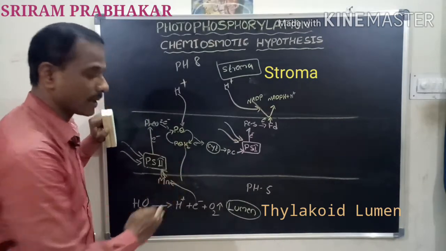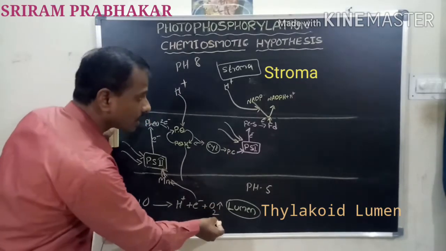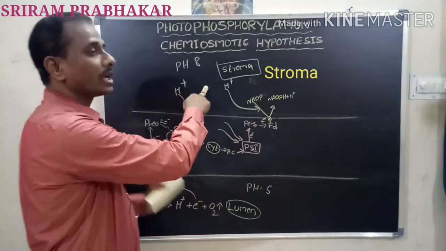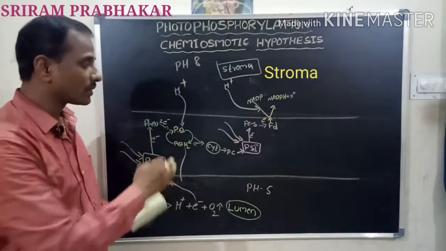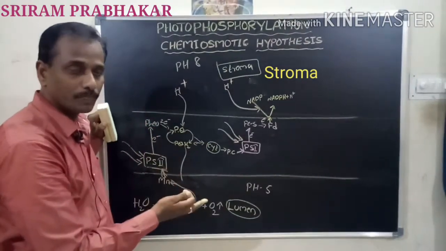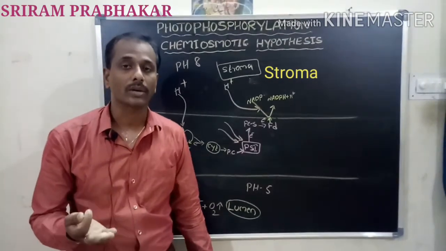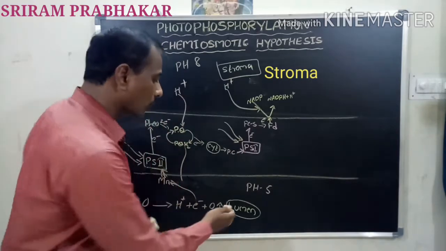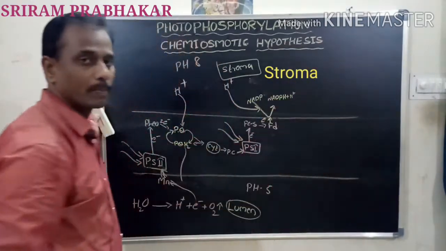So at this time, the protons are increased in the lumen. They are very low in number in the stroma. Then what happens? It will be imbalanced. So due to the increasing electrochemical gradient, the protons want to be transported to the stroma.